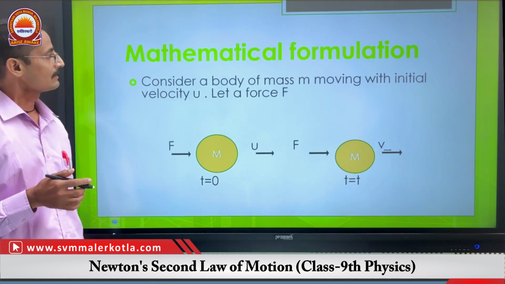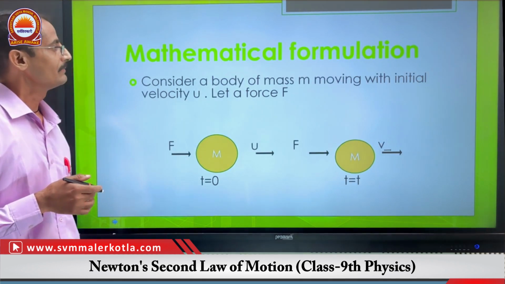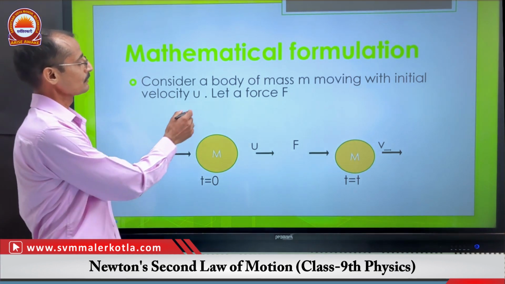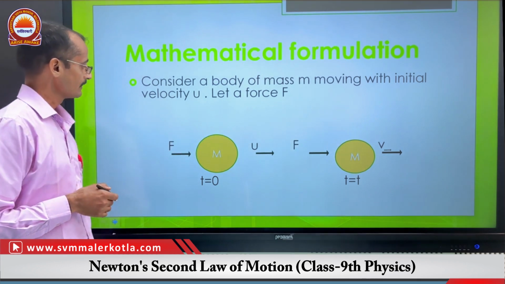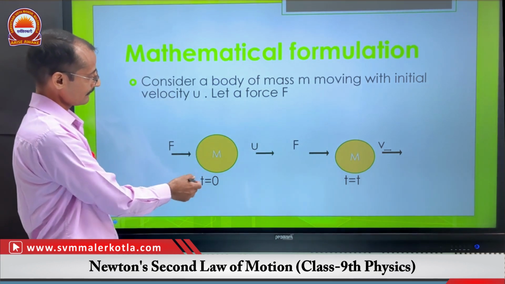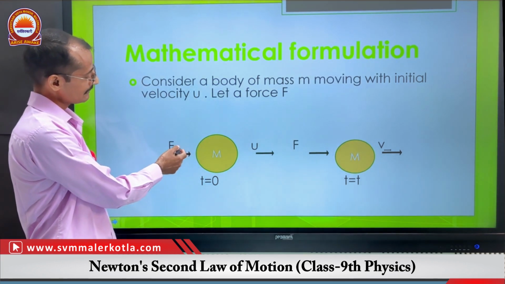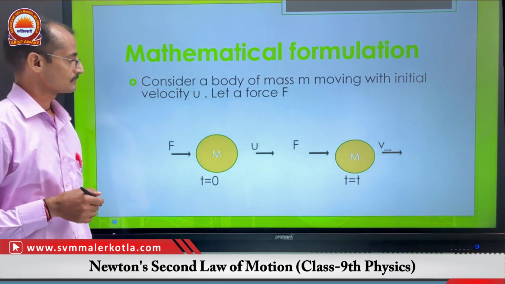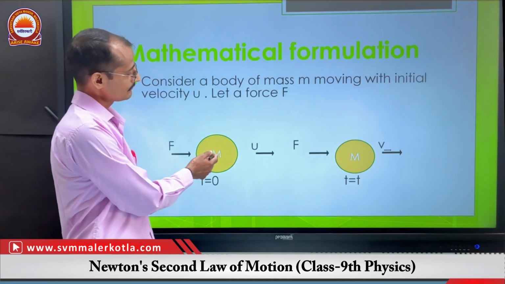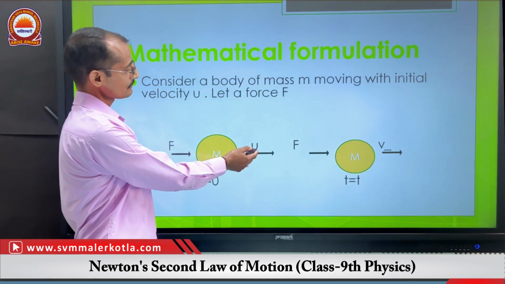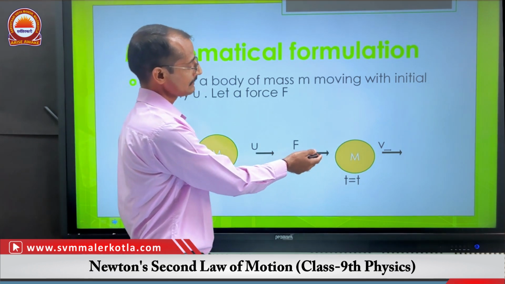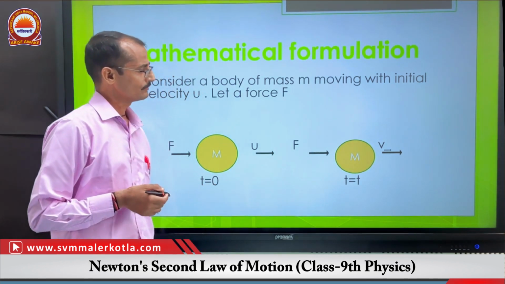Next, consider a body of mass m with initial velocity u. Now let a force F be applied. Here is a body of mass m, and F, an external unbalanced force, is applied when time t is equal to 0. That body is moving with initial velocity u. After time t, the body will attain a velocity v.